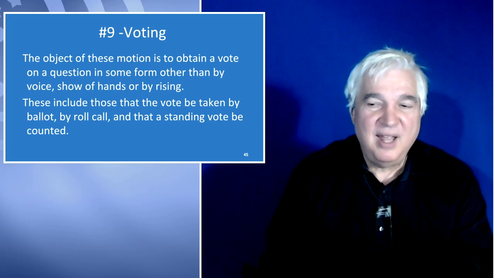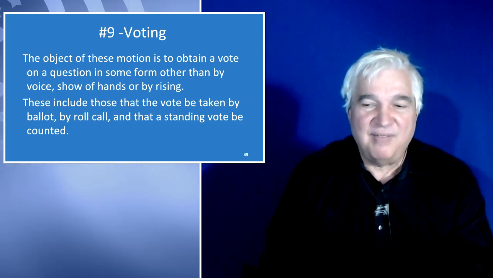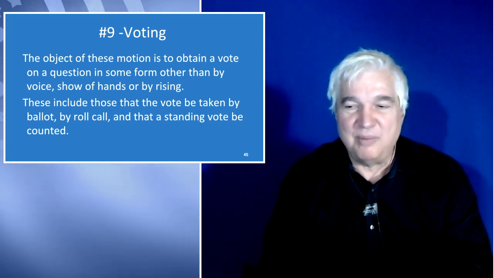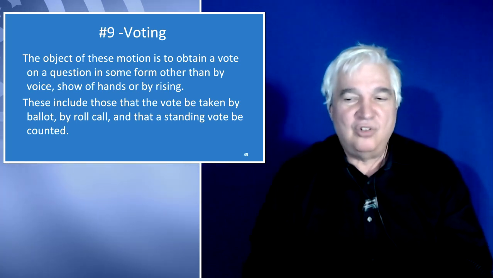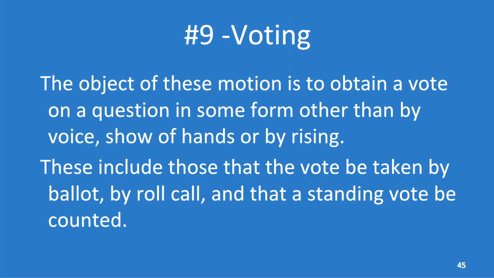Next one is on voting. So the object of these motions is to obtain a vote on a question in some form other than by voice, show of hands, or by rising. These include those that the vote be taken by ballot or by roll call, and that a standing vote be counted.